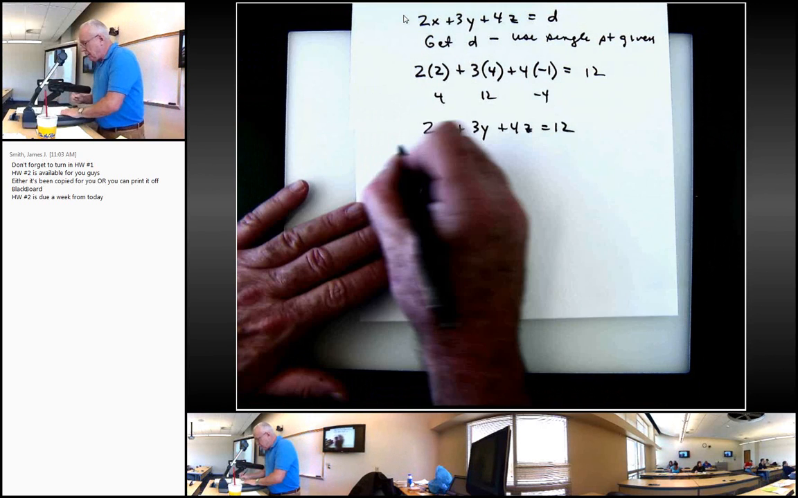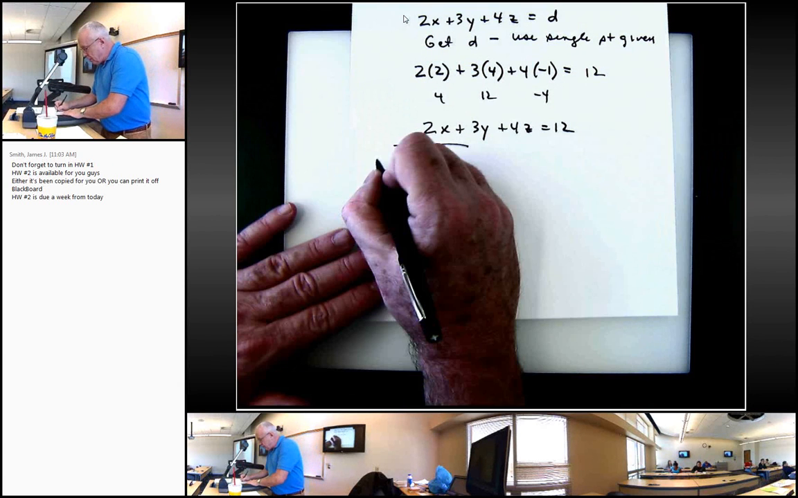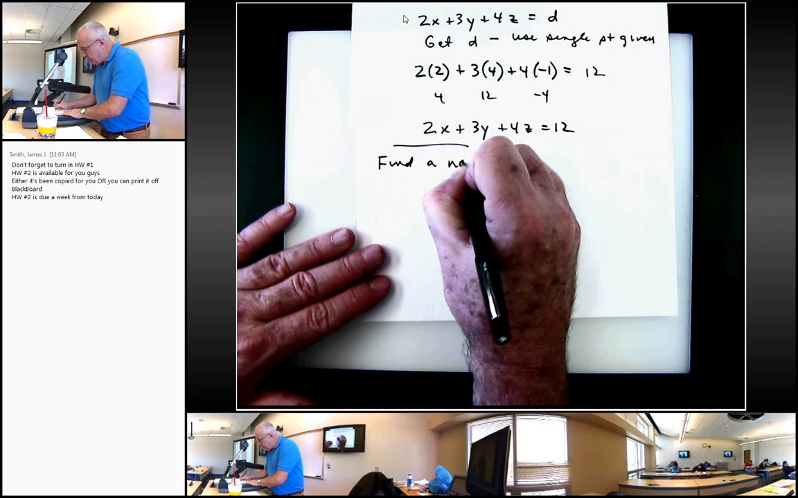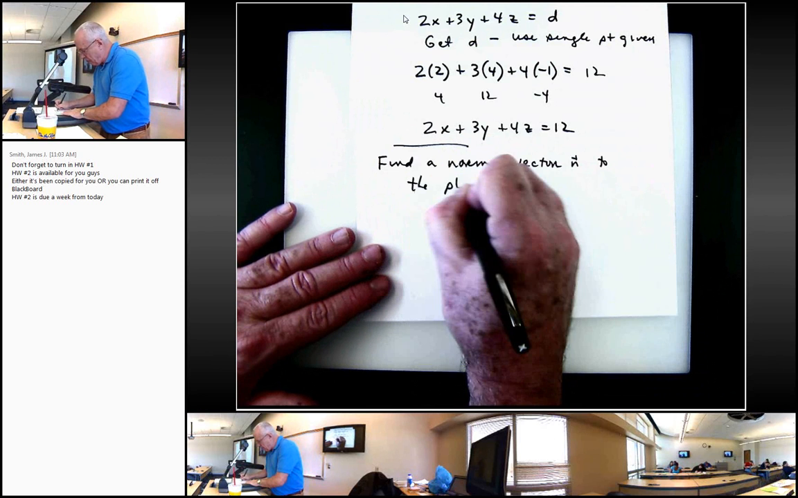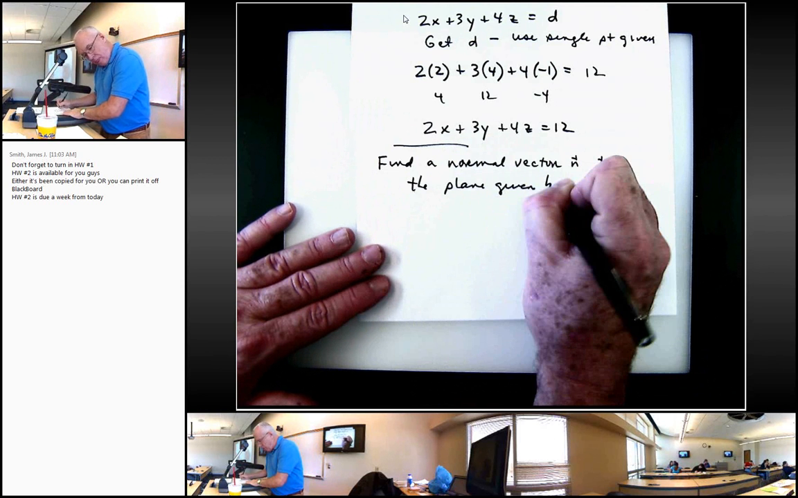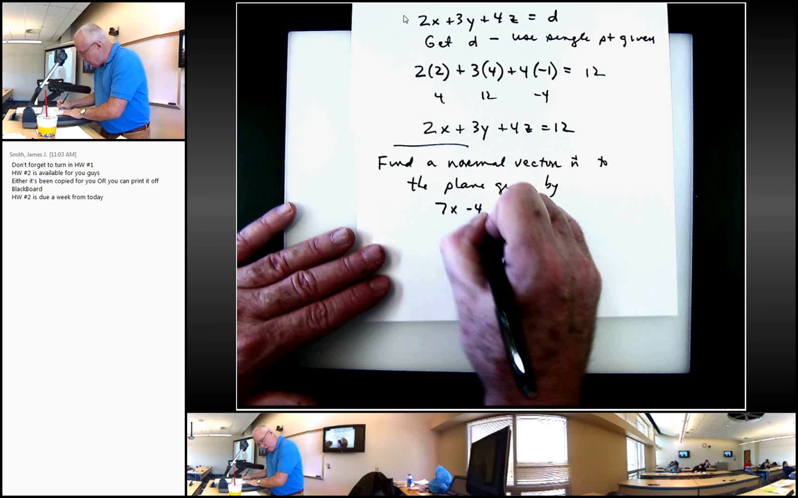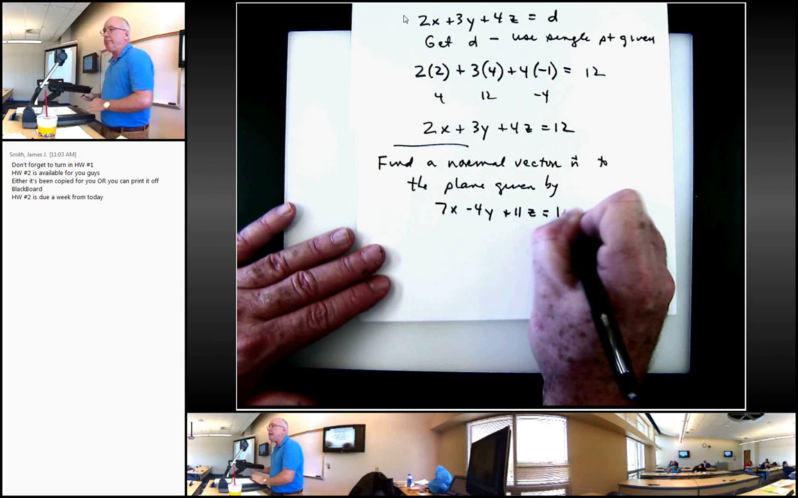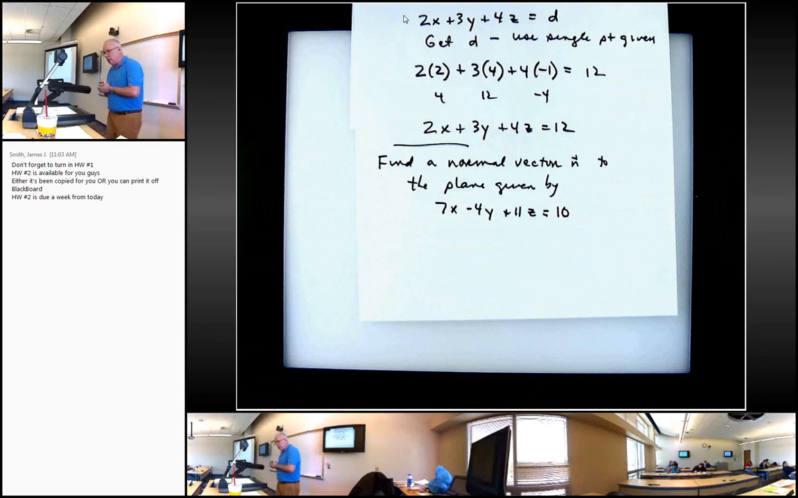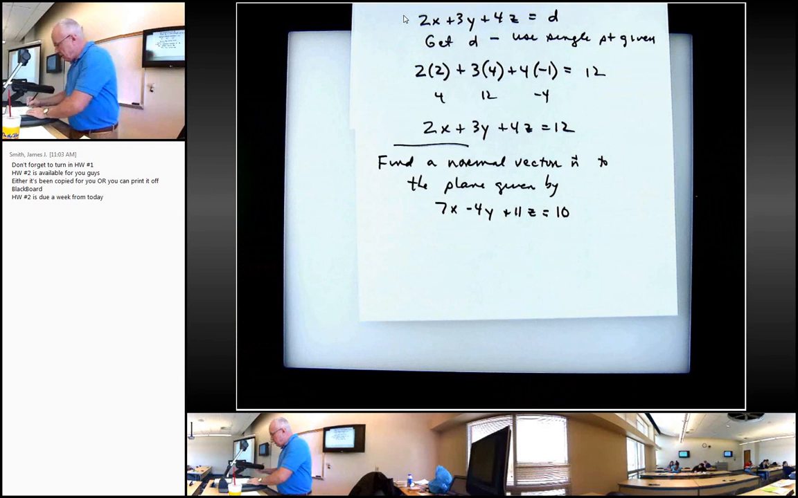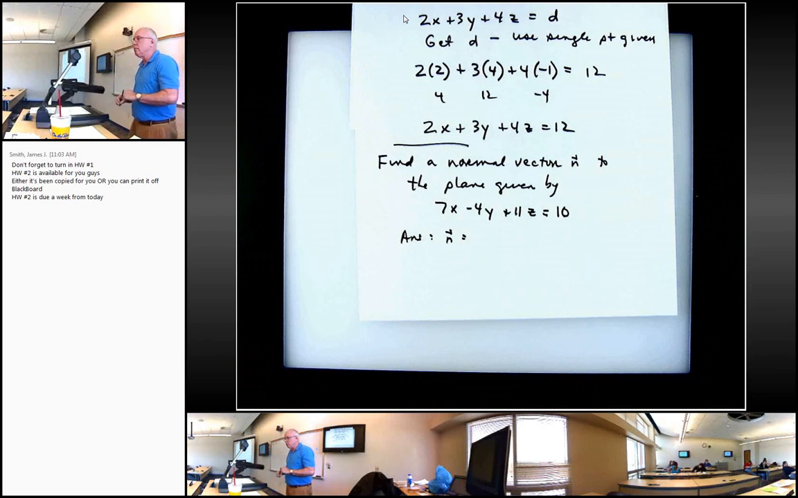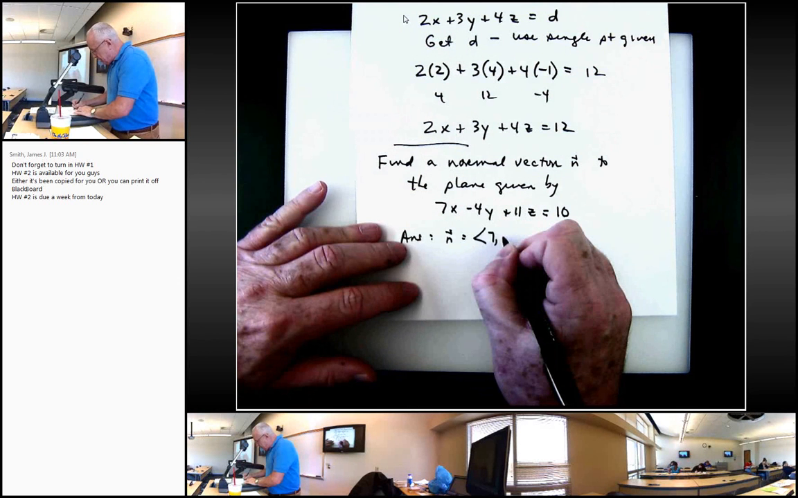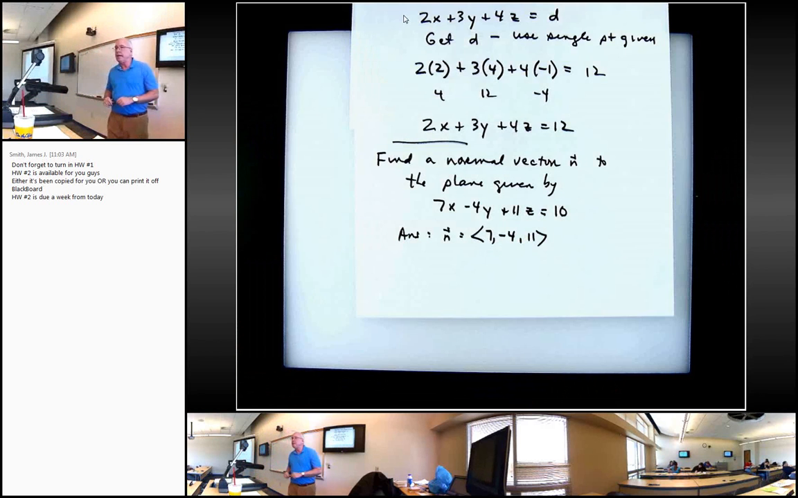How about another kind of a reverse thing here? How about this one? Find a normal vector n to the plane given by 7x minus 4y plus 11z equals 10. So from that, what would be the answer? What would be my normal vector? <7, -4, 11> in the angle brackets, just reading it from the coefficients of the x, y, and z. Okay? All right.